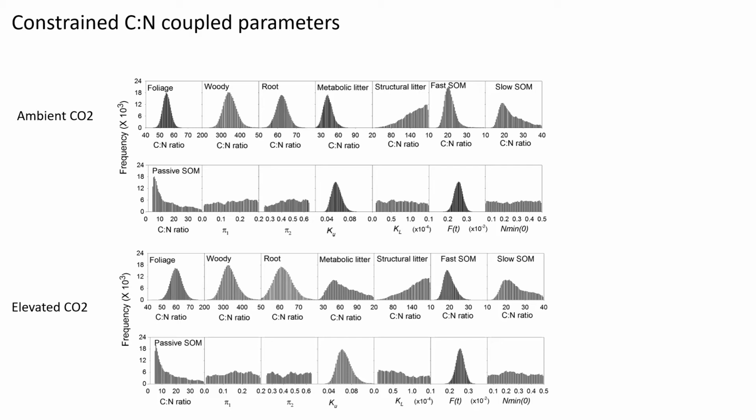However, the nitrogen allocation coefficient to foliage, the rate of nitrogen loss, and the initial value of the mineral nitrogen pool were poorly constrained. In addition, C2N ratios in structural litter and the passive soil organic matter, and the nitrogen allocation coefficient to wood, hit the lower limit under both ambient and elevated CO2 scenarios.